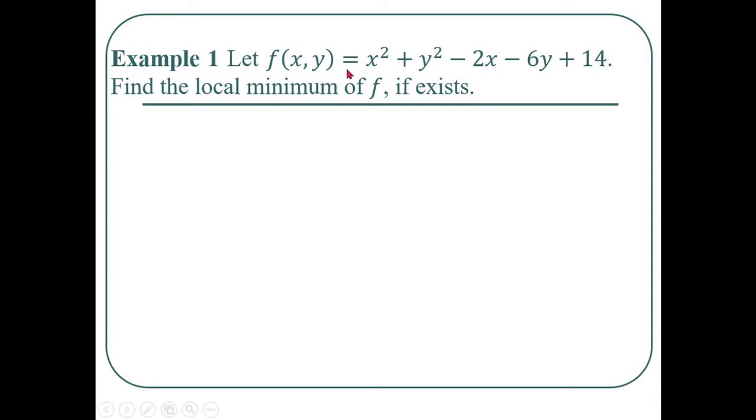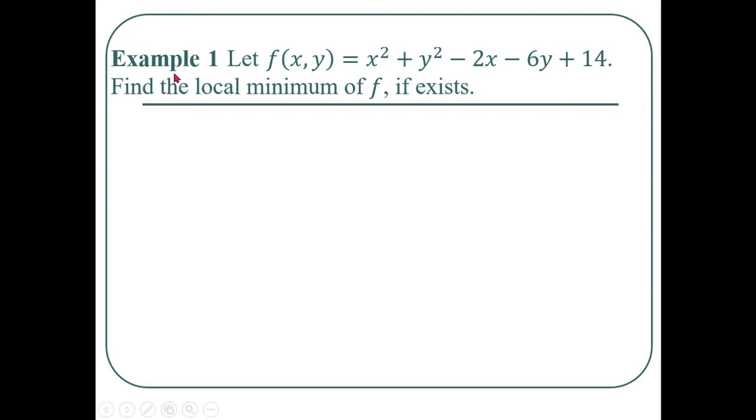See the example: let f(x, y) be equal to x squared plus y squared minus 2x minus 6y plus 14. Find the local minimum of f if it exists. To find a local minimum or local maximum, first of all we have to find the critical points, meaning the points at which both the partial derivatives of the function vanish, become zero. So first of all, find the partial derivative of f(x, y) with respect to x.